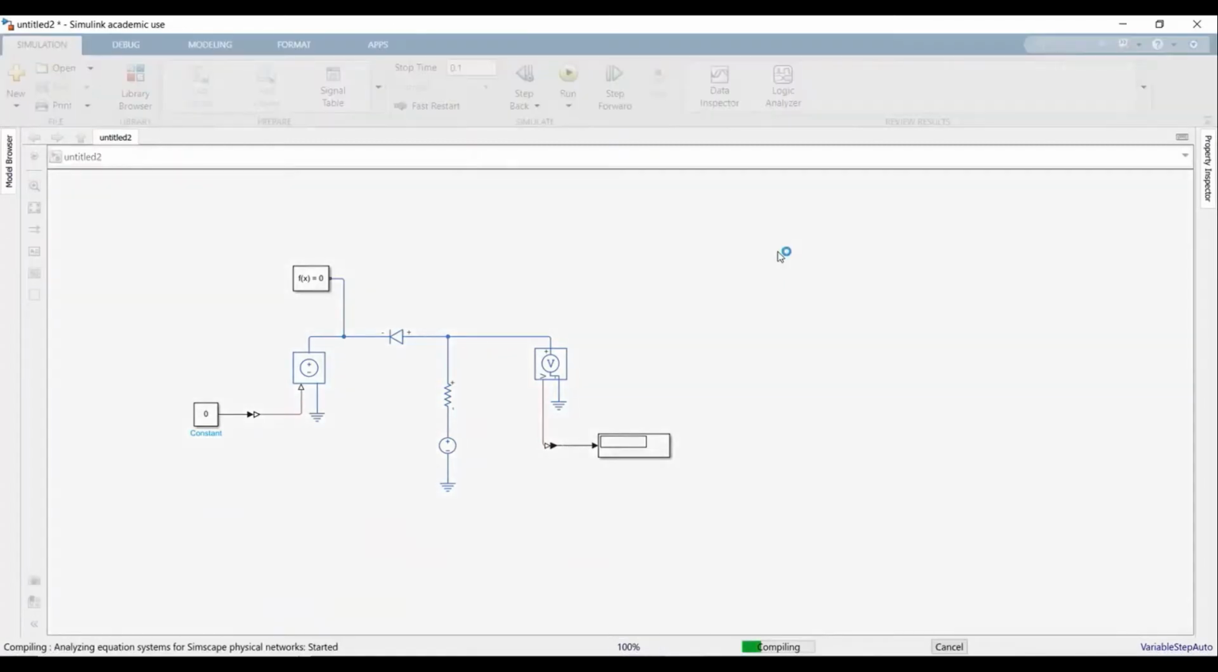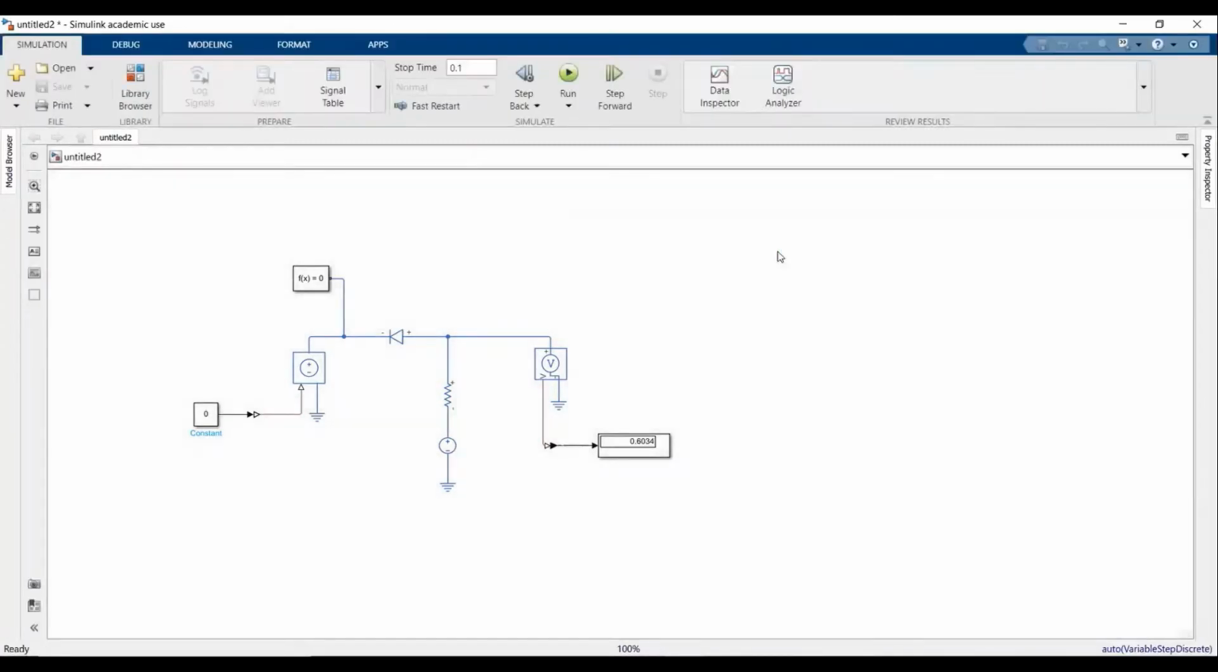So if I simulate it, okay, I get 0.6 volt. So I put 0 here, I get an output of 0.6 volt. If I put 5 volts here, I should expect about 5.6 volts here. That's what I discussed previously. Okay, so I've got 5 volts, I get 5.6 volts.